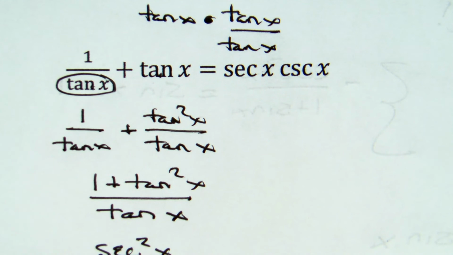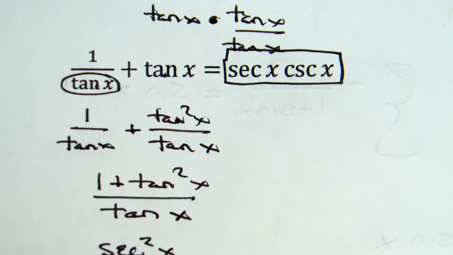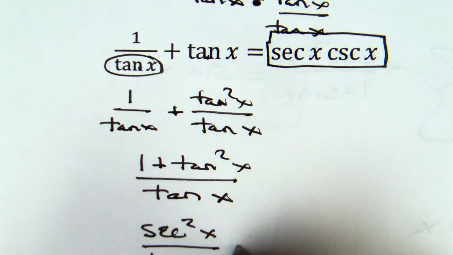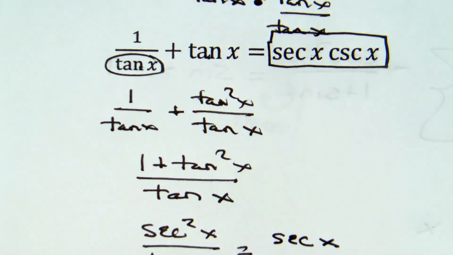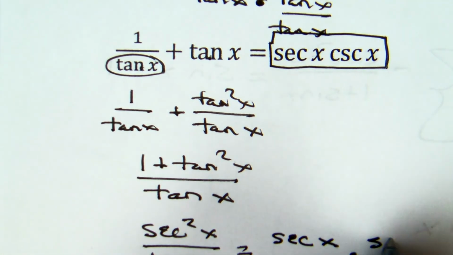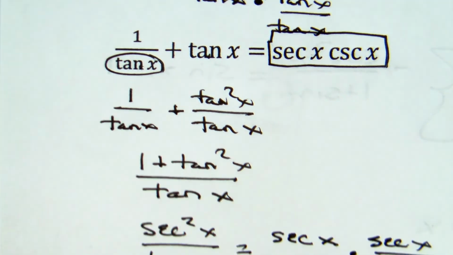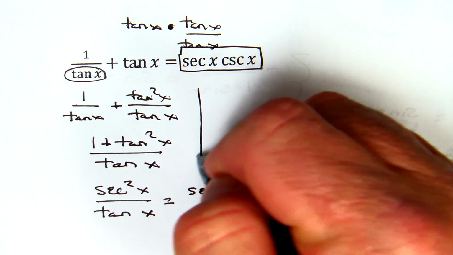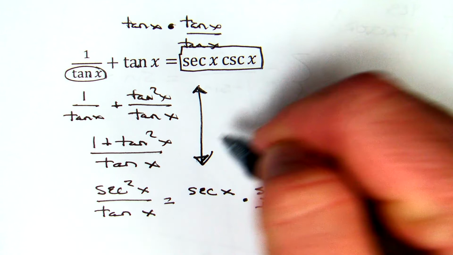Alright, now, this is how looking at your problem can help you. See how secant x is in your denominator? Or in your final answer, sorry. I personally would rewrite this as secant x times secant x over tangent x. Because I know these secant x's must what? Match up. And once they do, I don't have to worry about that part anymore.